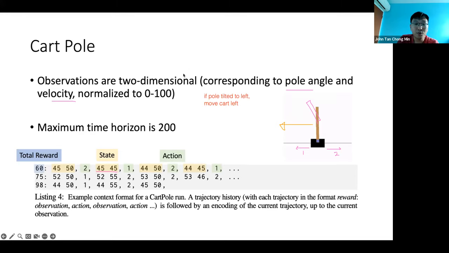So based on how you move, you get your next state, and then you take another action, you get your next state, and so on. This is the total reward we get. You can see that this is like the rewards to go. Then our next state, then you predict the next action. Then the next state, then you predict the next action.